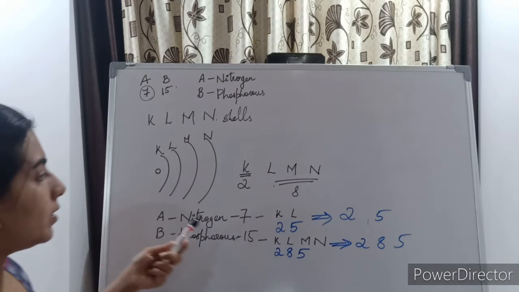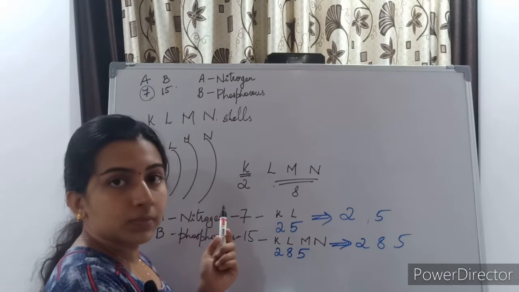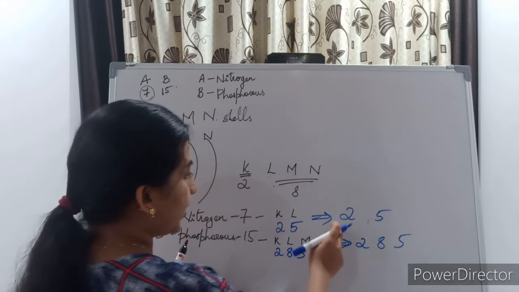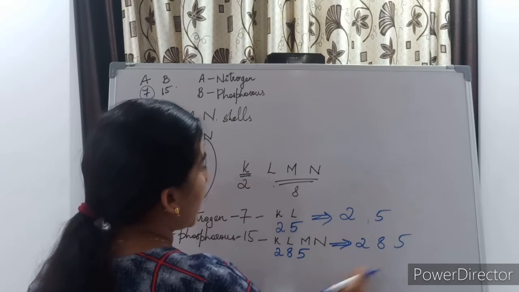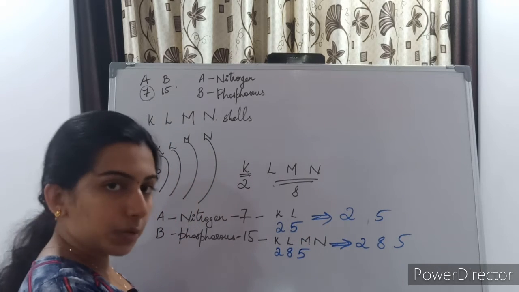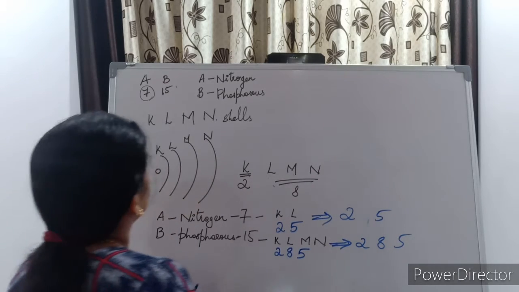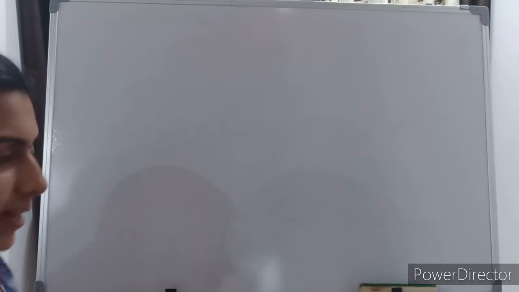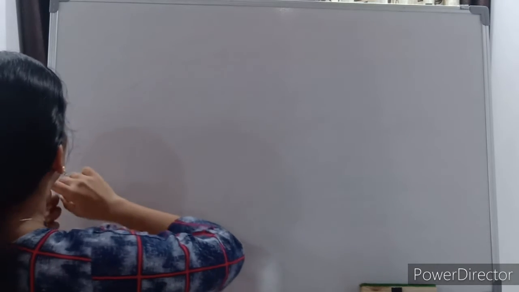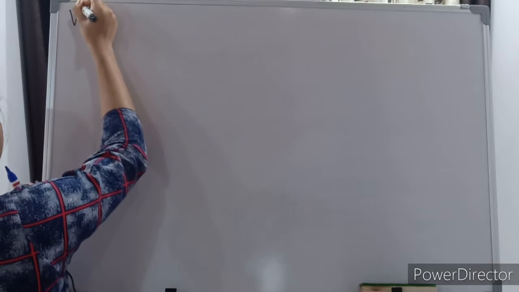The first question has been cleared. What was the first question? Identifying the elements and then writing the electronic configuration of these elements. So we have cleared question A. Next is question B. The second question was finding the valency.